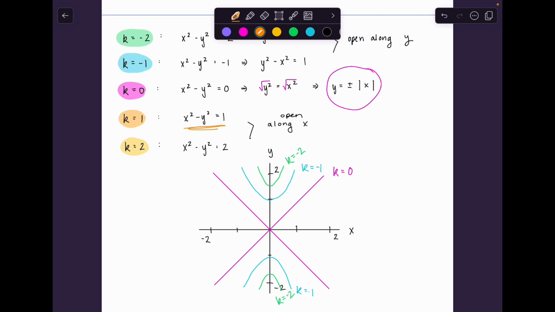Moving on to k equals 1, same thing here. I'm going to now open along the x-axis because I have a 1 on the right side. This tells me I move a distance of 1 in the x direction. And then likewise here, to get a 1 on the other side, you've got to divide everything by 2. So in the x direction, I've got to move a distance of root 2, which is about 1.4. So you get the same kind of shape this way.